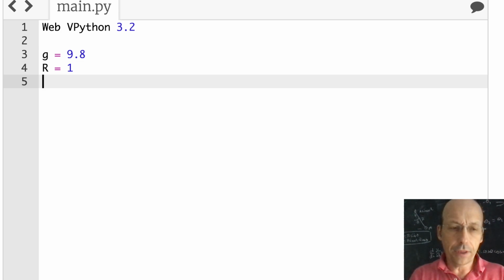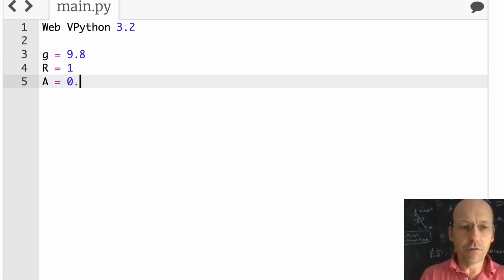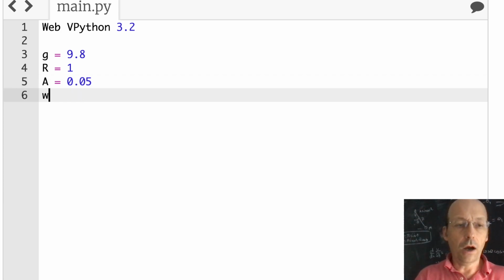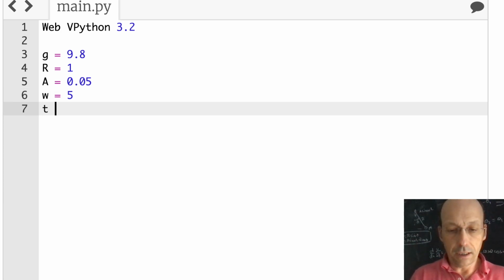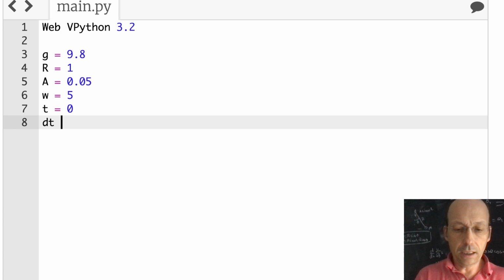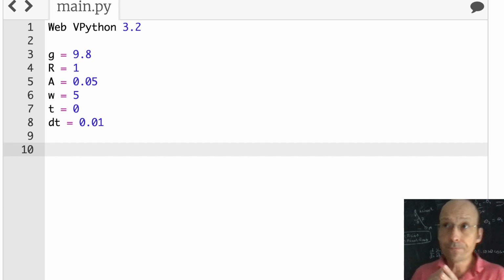R is 1. I just pick a 1 meter thing. A is 0.05. Yeah, let's just try something small. We can change that. Omega is going to be equal to, let's say, 5. I'm just picking something. T equals 0. dt equals 0.01.